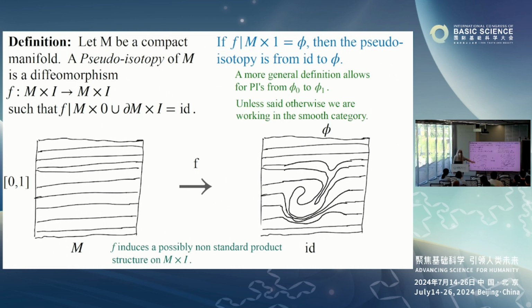on a manifold with possibly another diffeomorphism phi. So if you look at the restriction to the top, M cross 1 to M cross 1, and if the induced map is phi, then that's a pseudo-isotopy from the identity to phi. So one way is just to look at this directly.